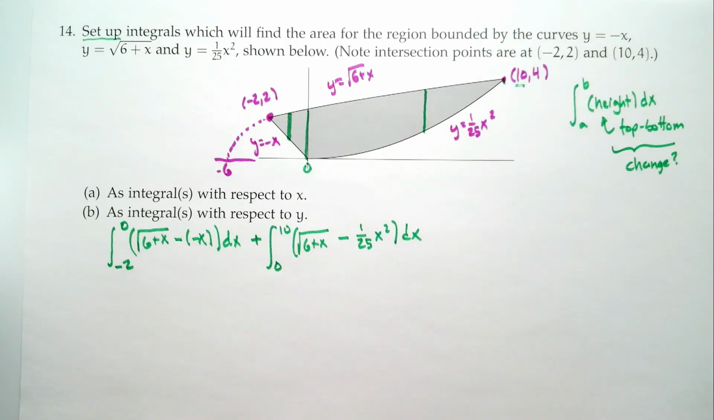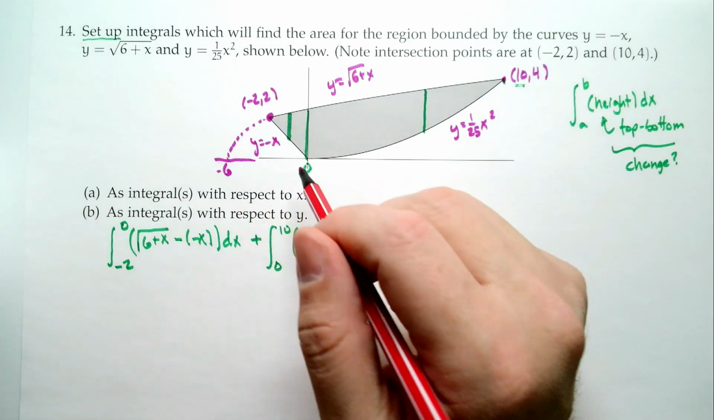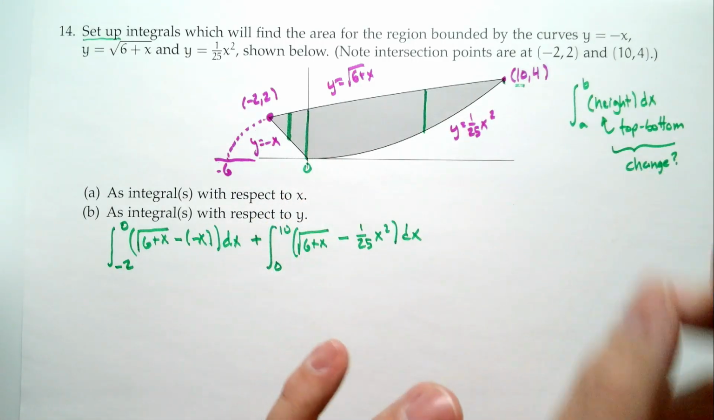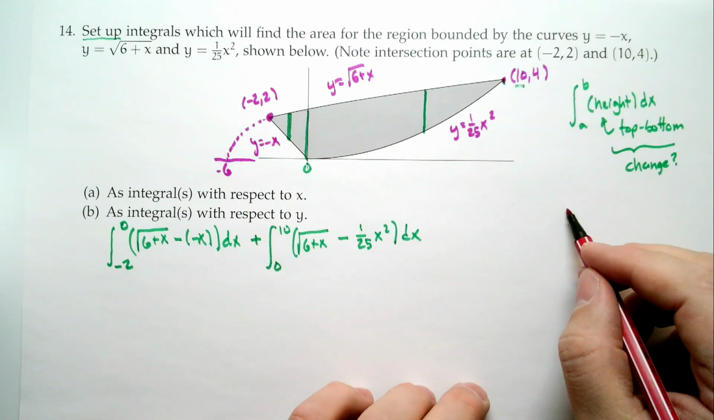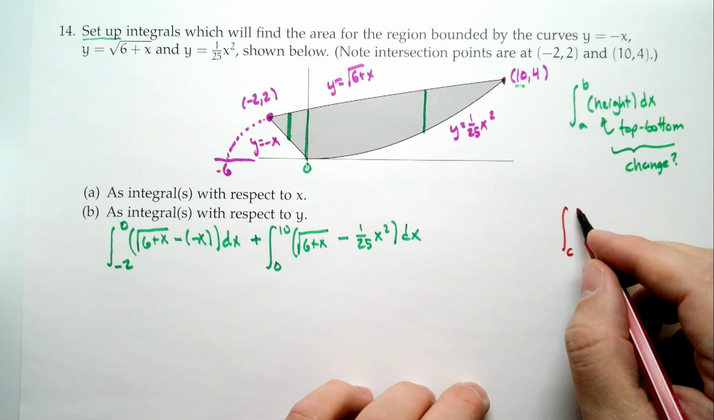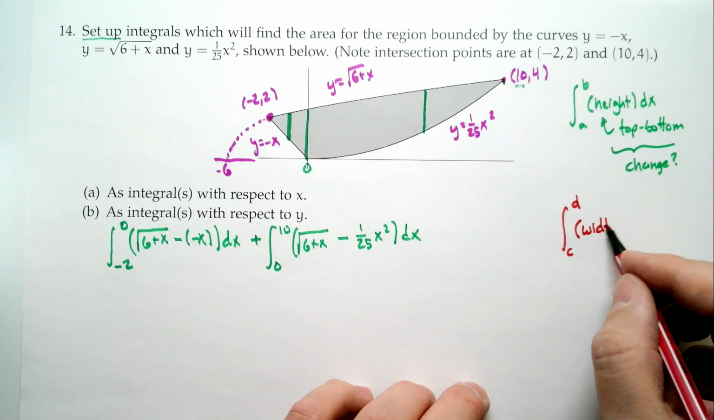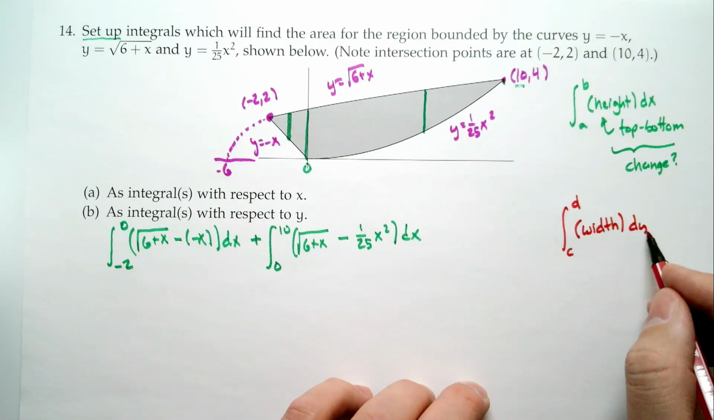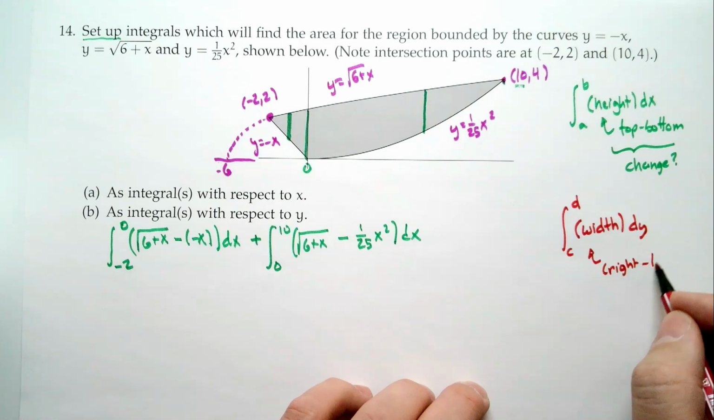Now we're going to switch gears, and we're going to talk about integral with respect to y. So that's part B. Now, the way we're going to switch gears is we actually have to go through and think about the curves. Currently, the curves have been written in the form y as a function of x. I need to rewrite them as x as a function of y. Because what's going to happen is I'm going to integrate from different y values, c up to d, and now I'm not integrating height, I'm integrating width. So width dy. And how do you find width? Well, width is you take your right minus left.